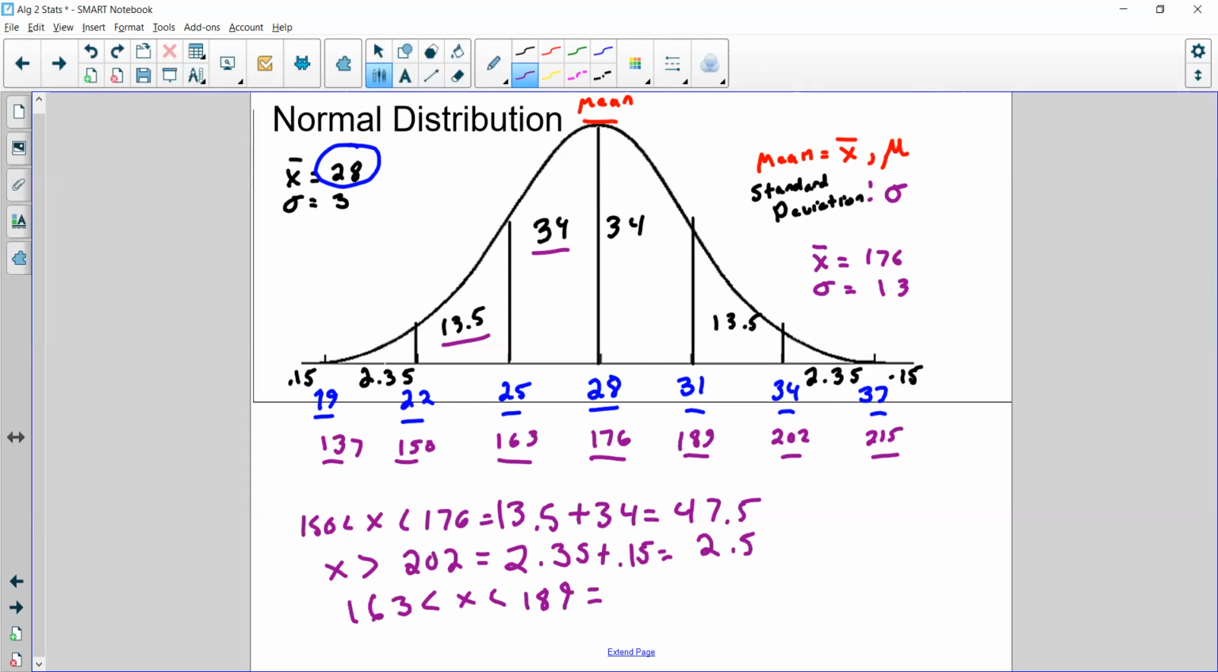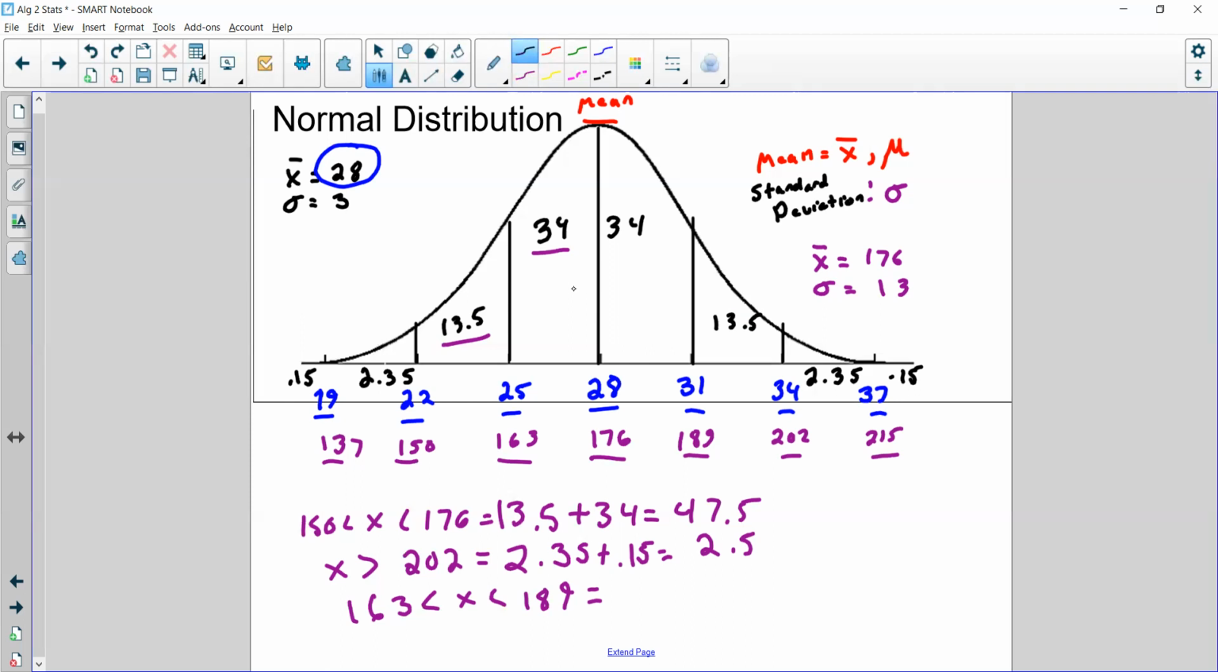So 34 plus 34. Good. Yeah, good job, Ellie. What is the equation then? This part right here is the question I would give you. 163 is less than X, which is less than 189. Then I look at the values. I'm just doing 34 plus 34. What are you asking? I want the data between 163 and 189. So I look at the 163 here, 189. So it's 34 plus 34 plus 13.5? No, this is past 189. So just here, 34 plus 34.